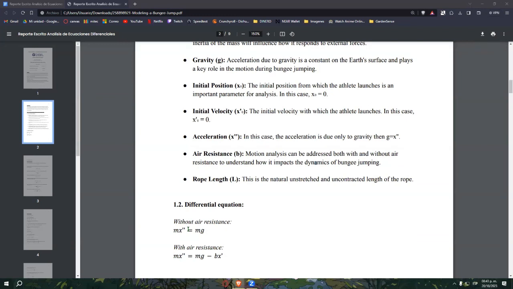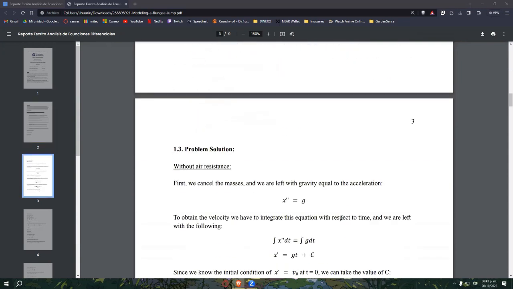For the differential equation, we have that without air resistance, m times x double prime equals mass times gravity. But with air resistance, we add the constant b times the velocity. We notice that we have that in a subtraction because it's going in the opposite direction, since we're taking that the mass times gravity is the positive direction.